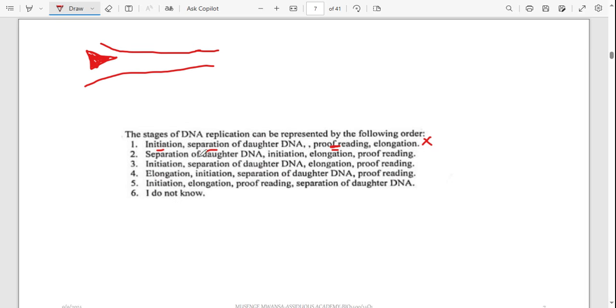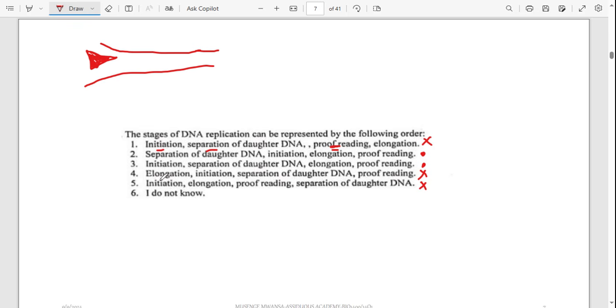And then option 2: separation of DNA strand, initiation, elongation, proofreading. I'm going to put a dot on this one. Option 3: initiation, separation of DNA strand, elongation, and proofreading. I'll also put a dot. Option 4: elongation, initiation, but this one is disorganized. You can't start with elongation then initiation. Option 5: initiation, elongation, proofreading, separation of strand. You can't separate a strand after you've done everything.